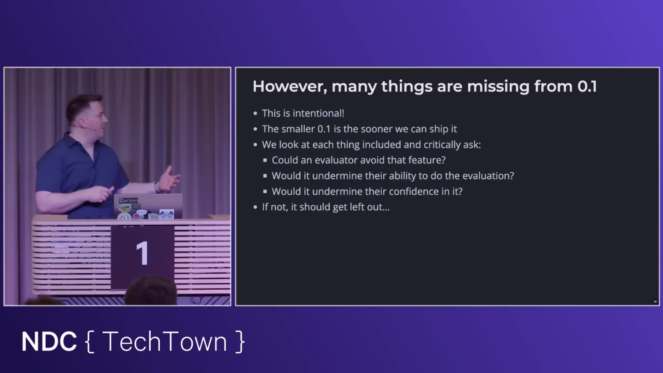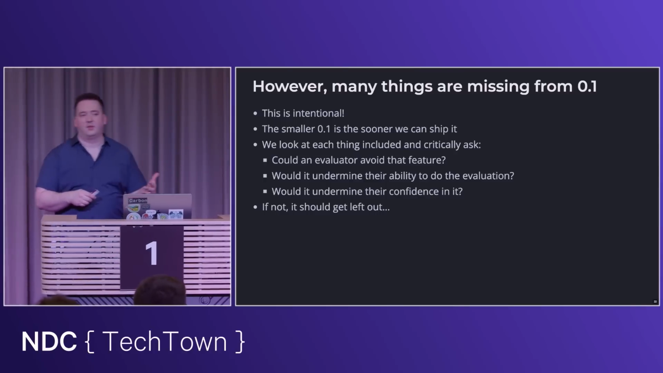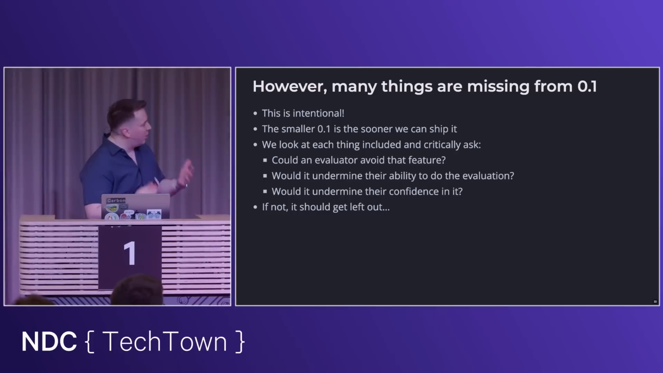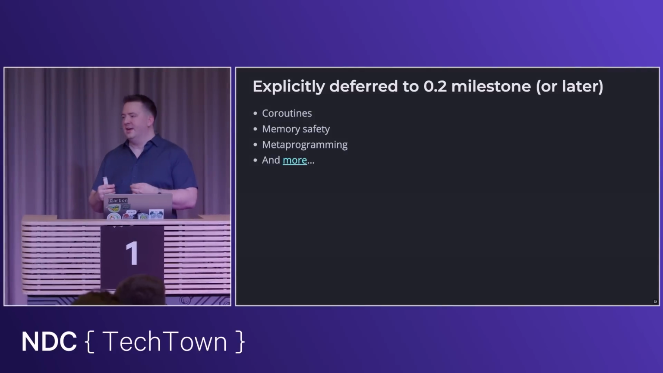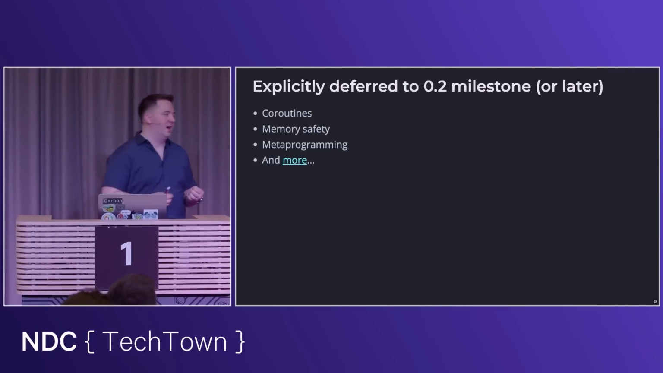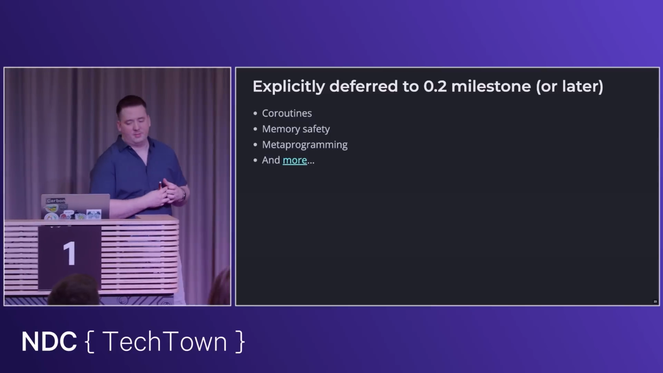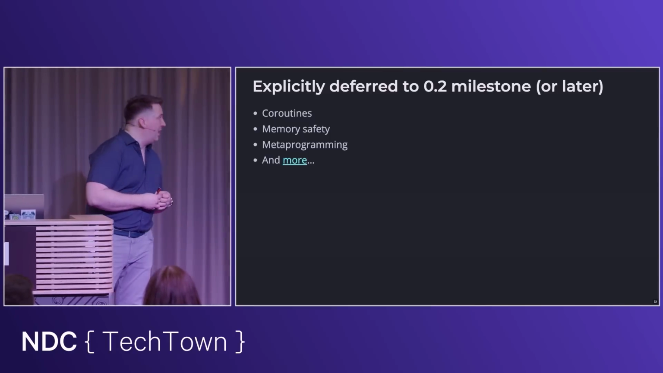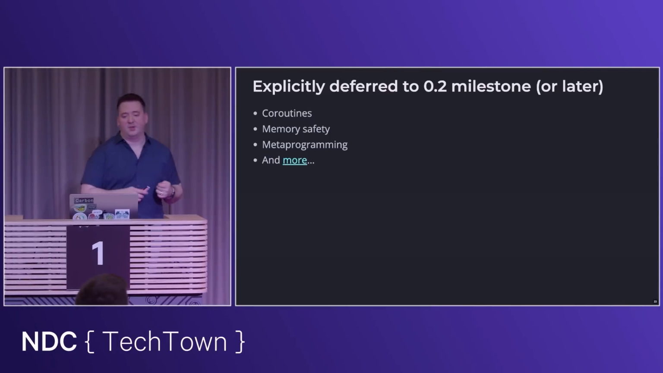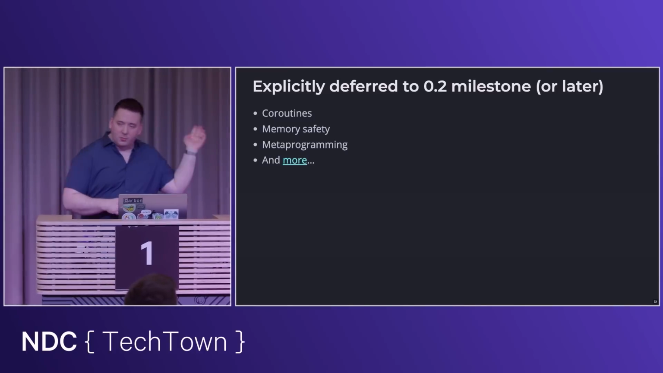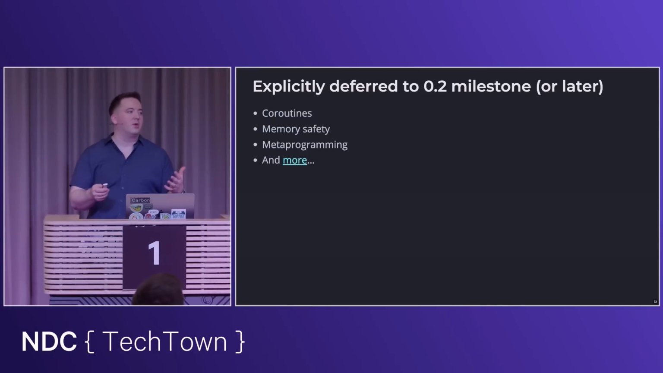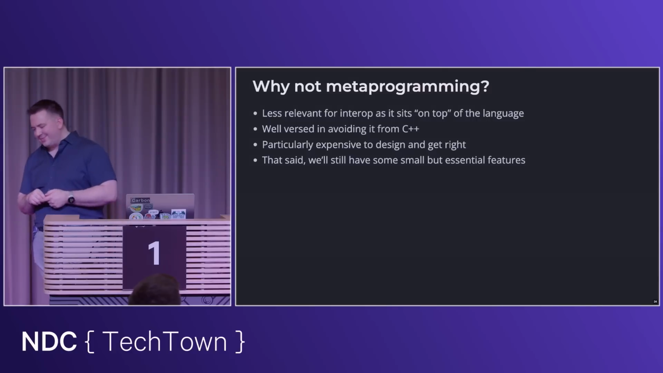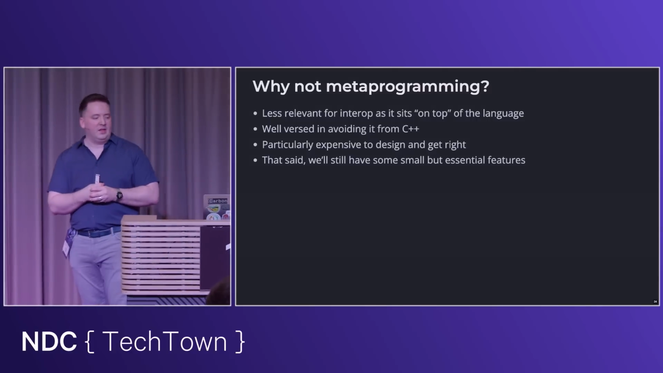If it's going to undermine their ability or undermine their confidence, that starts to be a real problem. And we are going to try and hold to this. And that means that I want to talk about some of these things that are not going to make it, and that we've even explicitly deferred to the 0.2 milestone, because I think they're a little bit surprising. Three of them I want to call out are coroutines, memory safety, and metaprogramming. There are a few more that you can find in our docs, but I think these three are interesting to really look at to understand why we're leaving them out, why they're going to come in second instead of first.